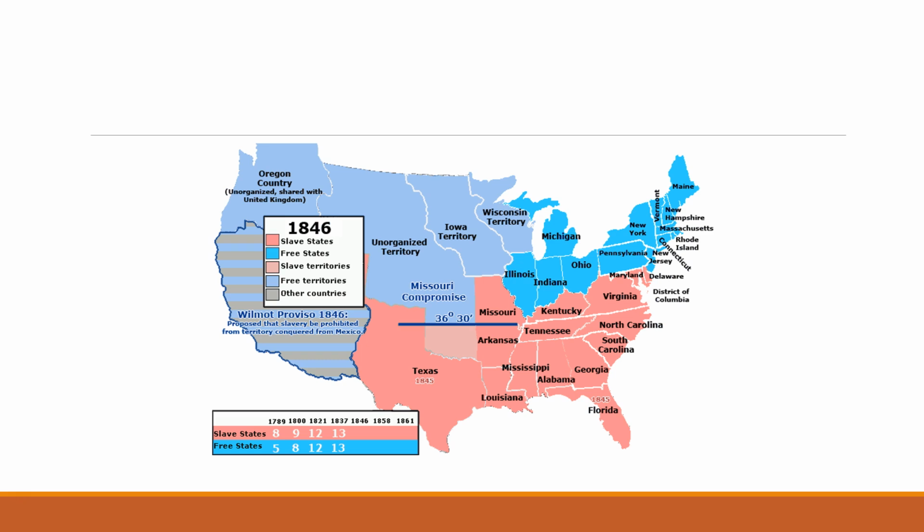And we also can see on this map here where the Missouri Compromise would have taken place with the 36°30′ parallel. And this was supposed to be that any land that was admitted into the Union, anything north of that 36°30′ line, was supposed to be a free state, and anything that was to the south of that line was supposed to be admitted as a slave state.